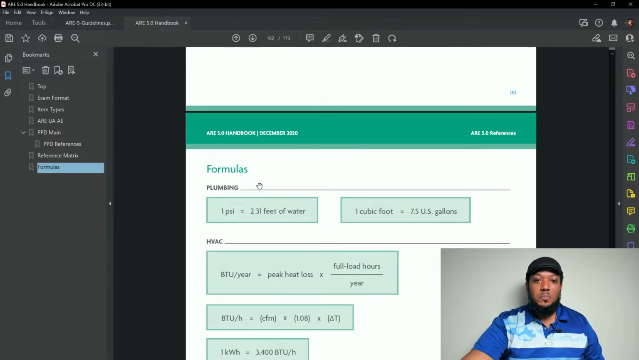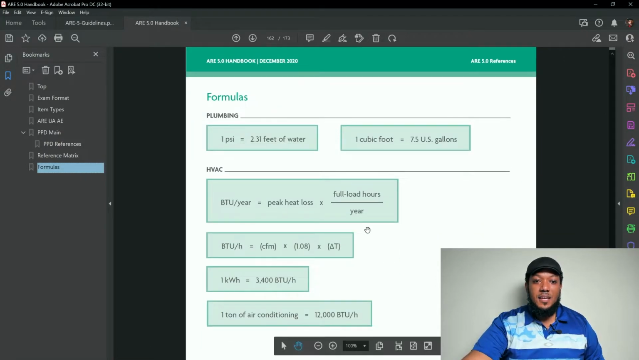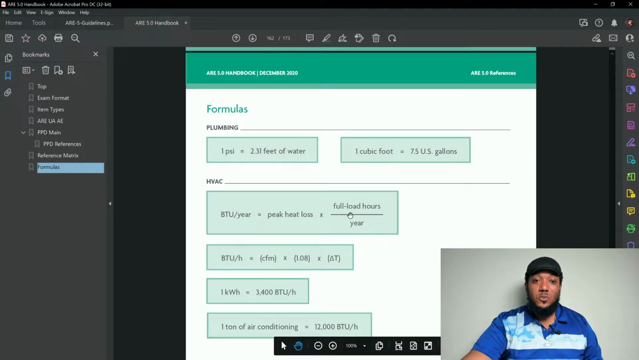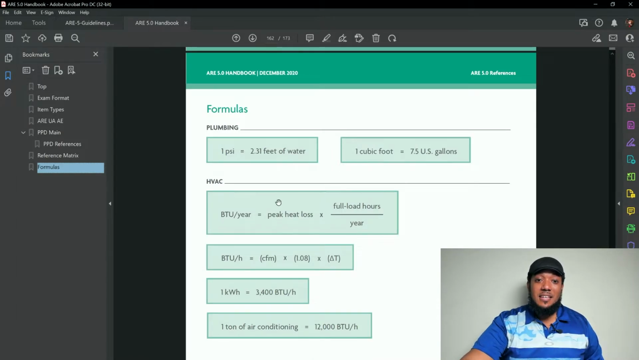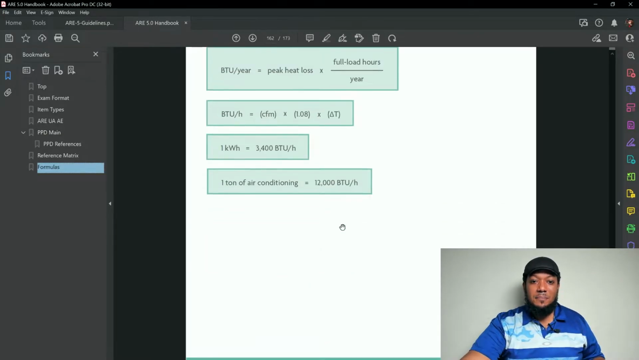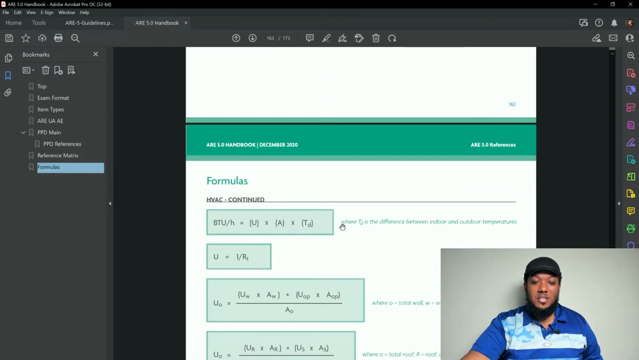So again, there's also plumbing. This one is really important. The HVAC is also very important because you're knowing how to calculate a system for a load, and that's another thing in the NCARB book that tells you how to size a system. Also the Architect's Handbook is a great one as well. And I'll put some links to books that I found really useful for this.